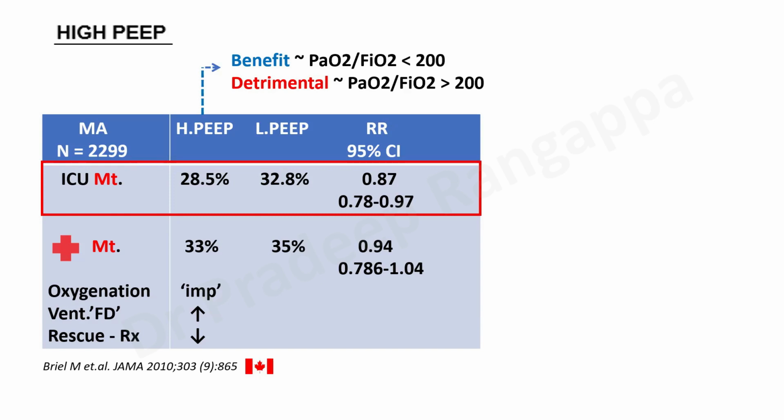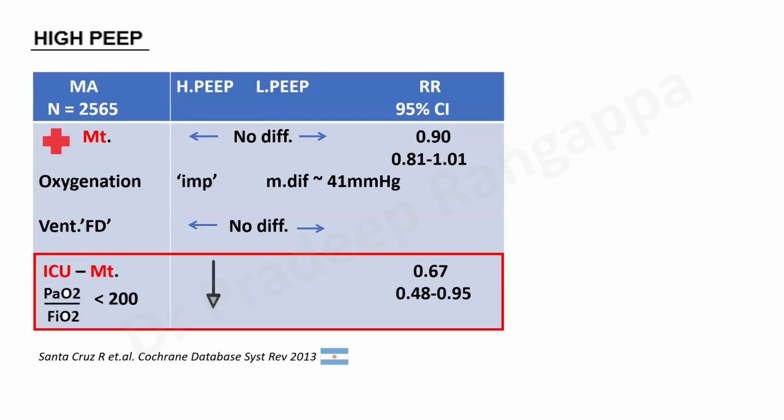After this, there was another meta-analysis, which is the mother of all meta-analysis, the Cochrane review by the Argentine group, which came in 2013. This was again done in meta-analysis with 2,565 patients. As you see, hospital mortality, there was no difference between high PEEP and low PEEP. And expectedly, like all the studies have shown, oxygenation significantly improved in high PEEP. And the mean difference of oxygen improvement was 41 millimeter mercury. Ventilatory free days, which was better in the Canadian meta-analysis, there was no difference in this.